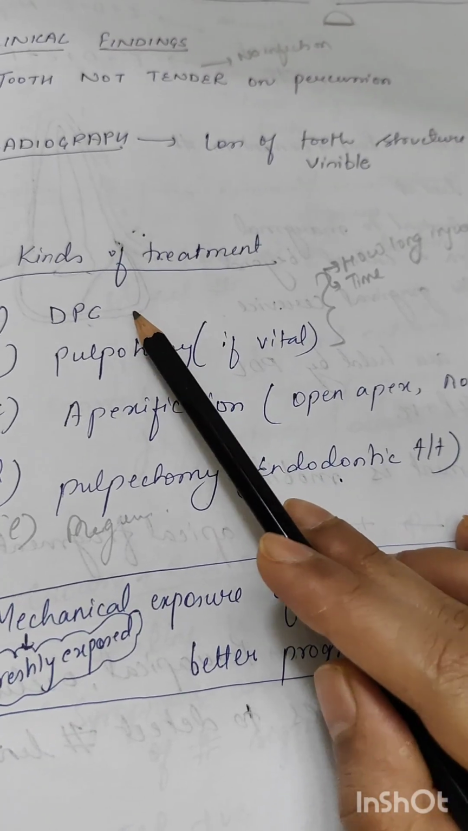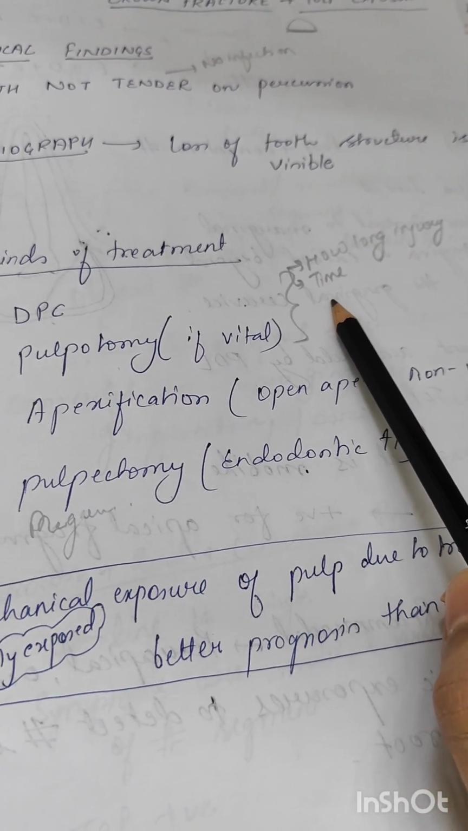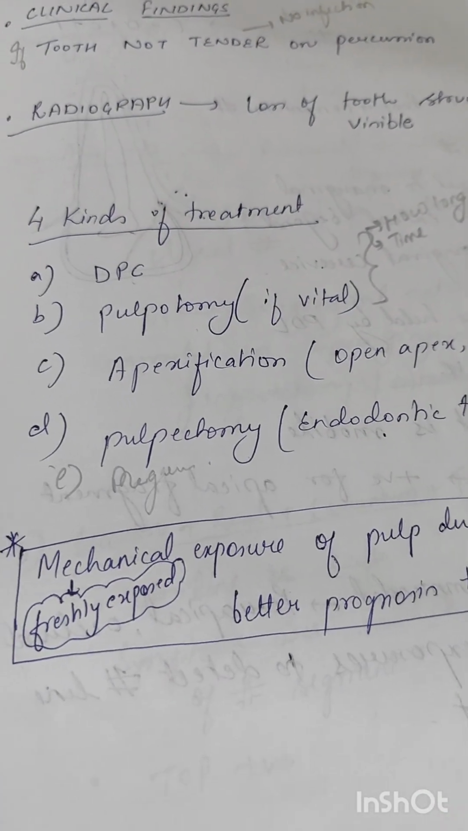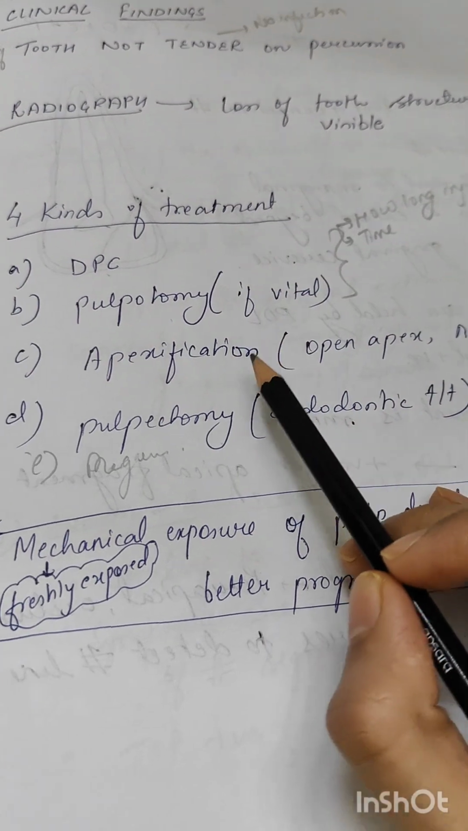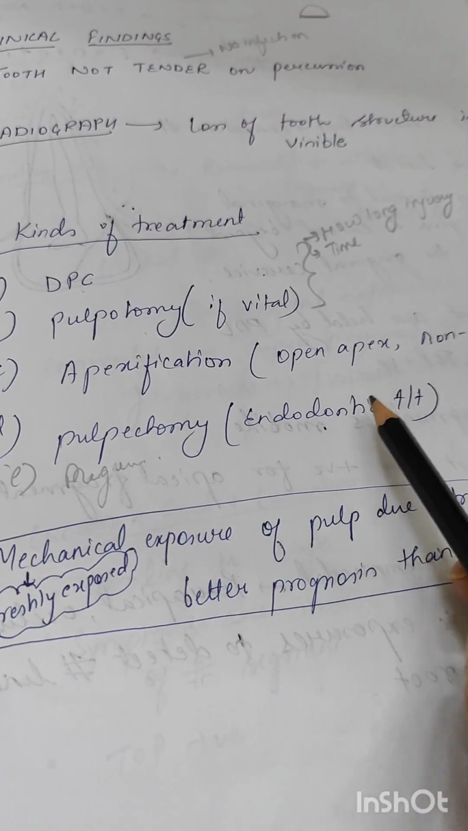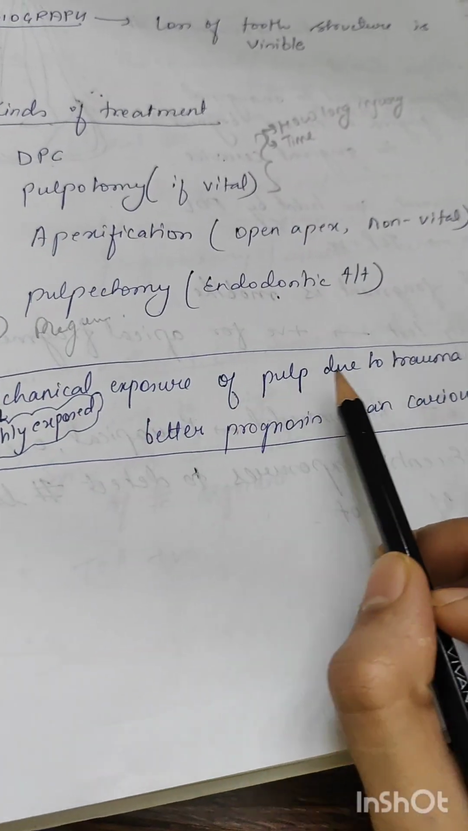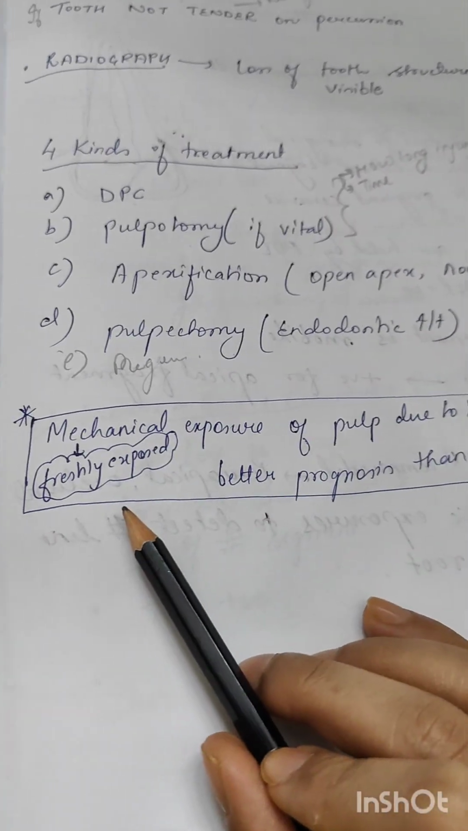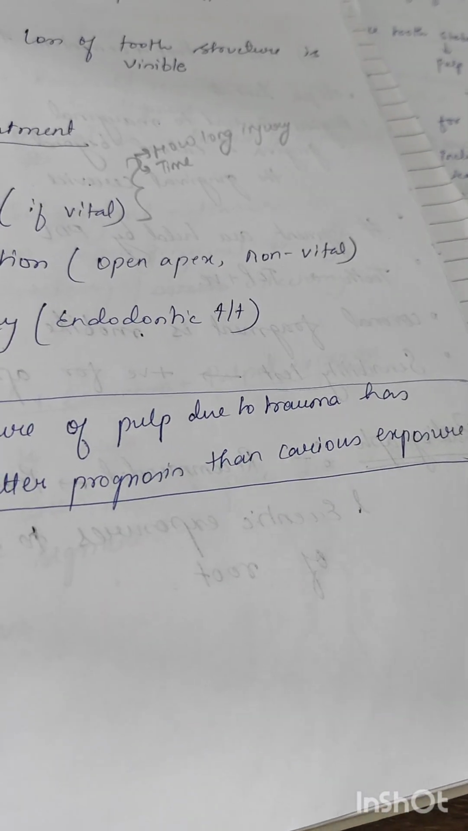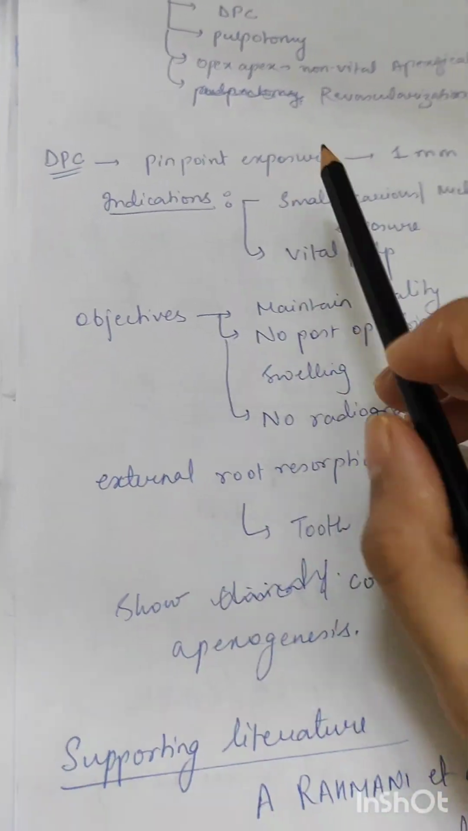Direct pulp capping and pulpotomy depend on how long it has been since the injury, the duration of the injury. Next is apexification, for open apex, non-vital teeth. Pulpectomy means endodontic treatment. It is said that a mechanical exposure of pulp due to trauma, that is freshly exposed, has a better prognosis than a carious exposure. So coming on to direct pulp capping.